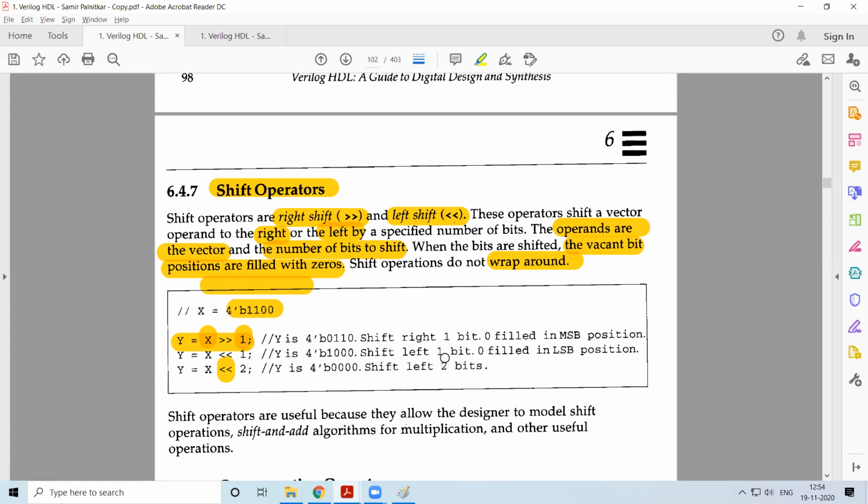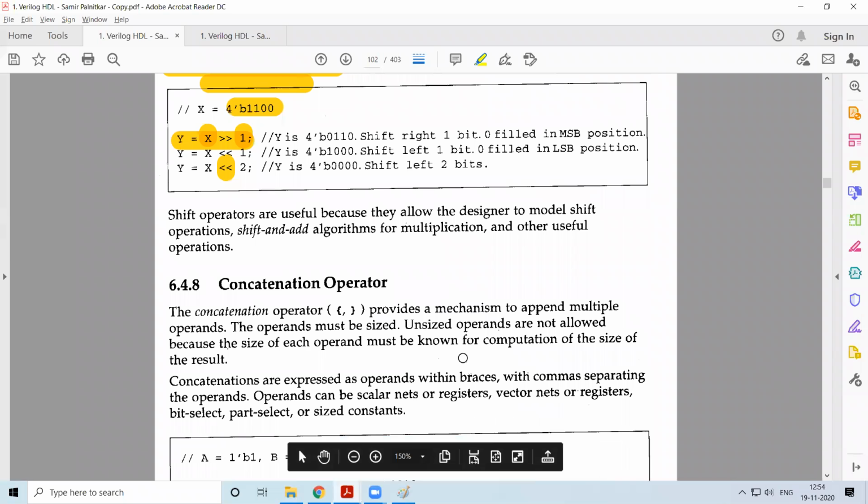So why do you require such operations? You might have gone through a few of the DSP equations which mention shift and add, shift and save. Such operations are required when you're performing a DSP implementation, say convolution and other things. So for that purpose, you can go ahead with these shift operators.